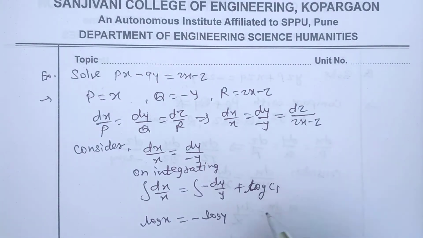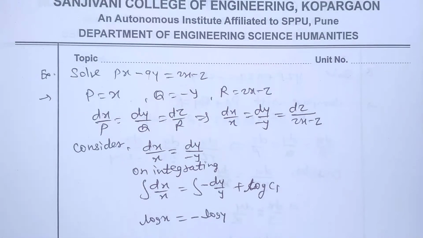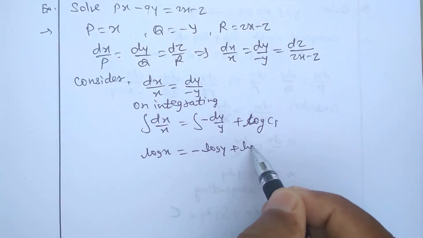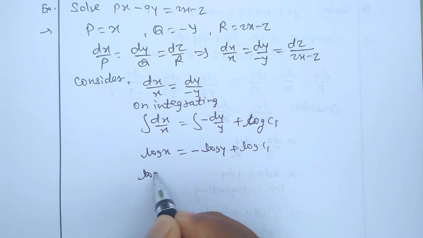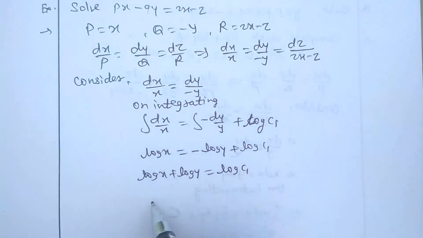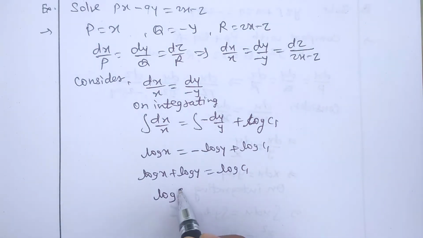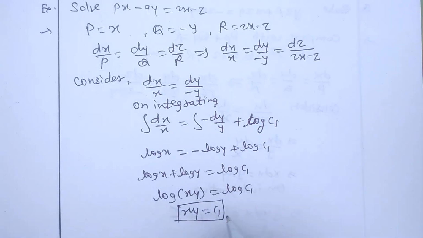See, we can use any constant here. So since I got both the terms as a log term, I use here the constant as a log c1. So this plus a log of c1. Now this log y comes to the left hand side, it becomes plus: log x plus log y is equals to log of c1. Using rule of logarithm, it can be written as log of x into y is equals to log of c1. So log cancels, or we can use the anti-log, we will get x into y is equals to c1. This is our first solution.